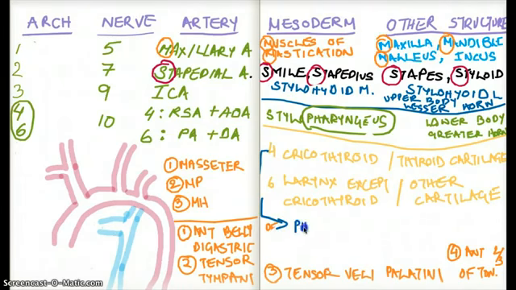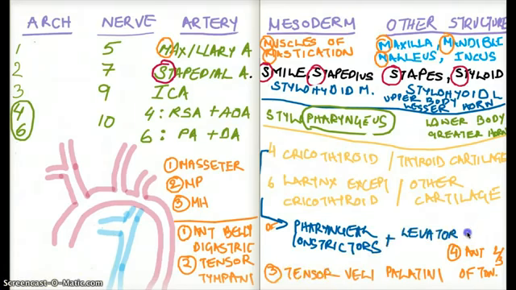Okay, so pharyngeal constrictors along with the levator veli palatini. Now this is derived from brachial arch 4. Okay, remember how I mentioned at the very beginning how brachial arch 4 and 6 are shared, and they share the cranial nerve 10? That is quite important.